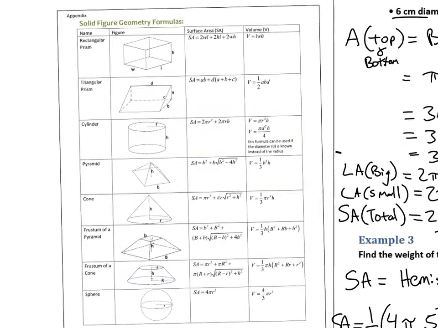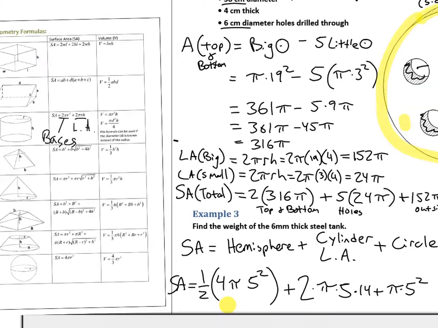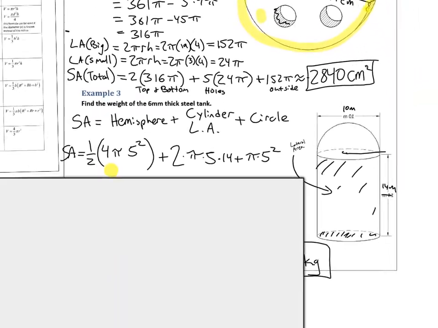We need the lateral area. Now the lateral area, hopefully you have this marked in your book that this is the lateral area, and this part is the bases. So we got the bases and we got the lateral area. So the lateral area is just the sides. Okay, so we need the sides of it.